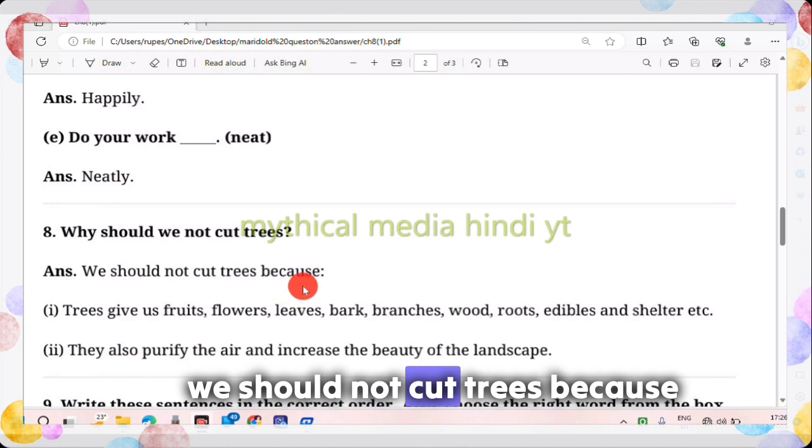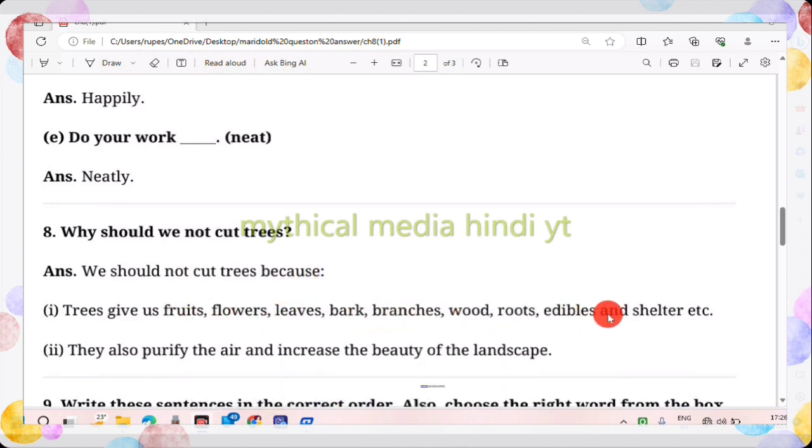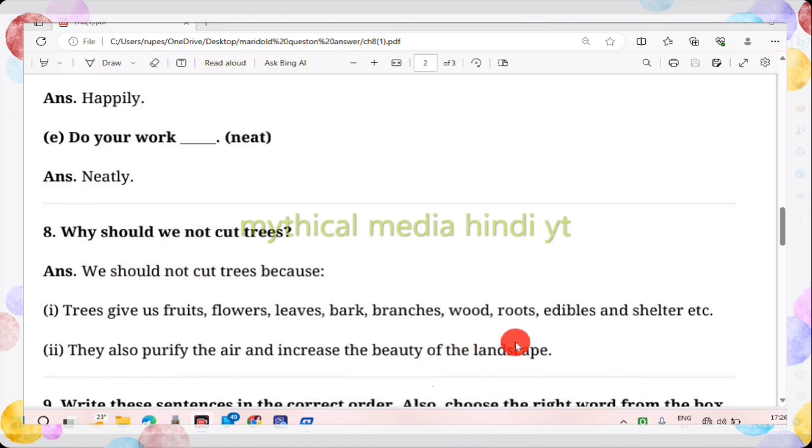Why should we not cut trees? We should not cut trees because trees give us fruit, flowers, leaves, bark, branches, wood, roots, edibles and shelter, etc. They also purify the air and increase the beauty of the landscape.